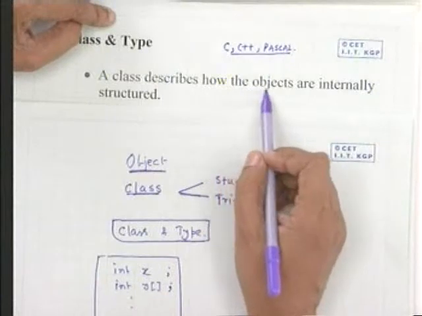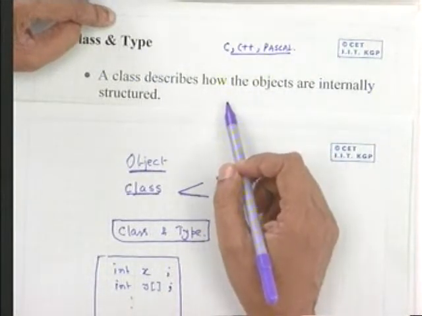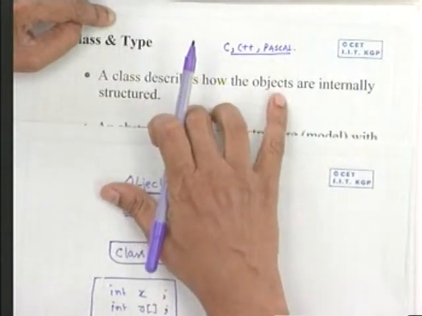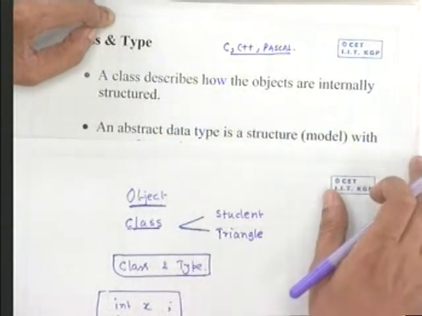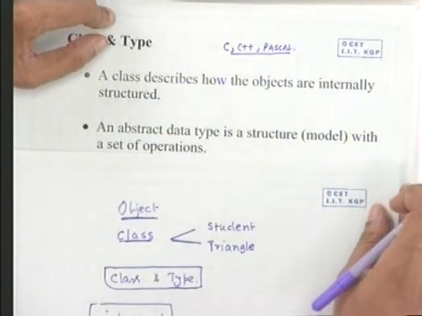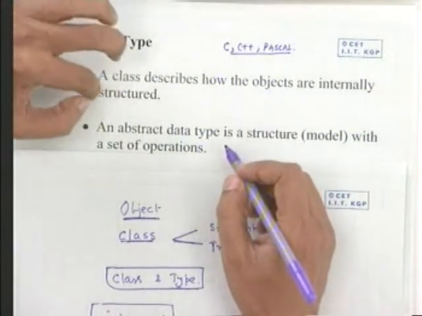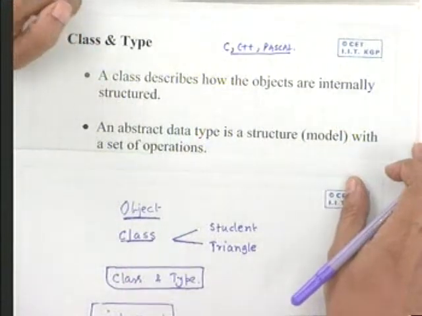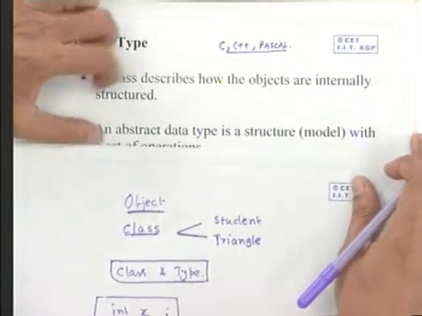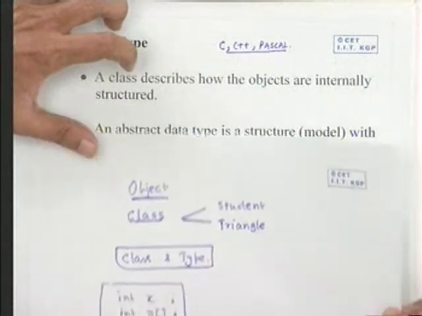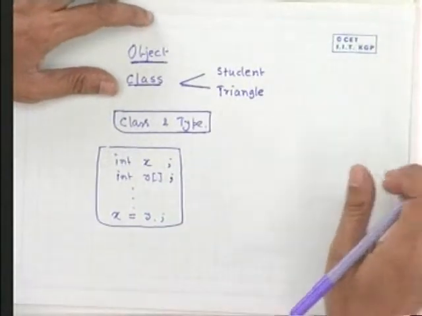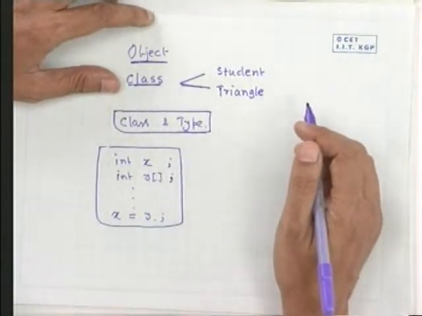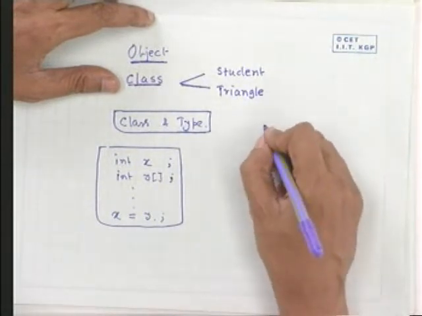However, as we have mentioned earlier, a class essentially describes how the objects are internally structured, whereas an abstract data type is also a structure and a model, with a set of operations. The concept of abstract data type, in fact, came earlier than the usage of classes in object-oriented languages, and there had been quite a bit of work in the early 70s on the concept of abstract data types.